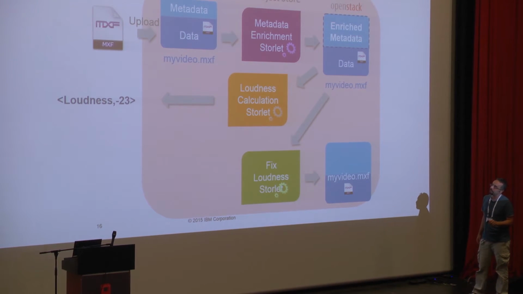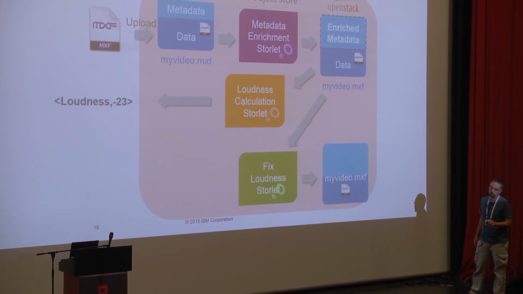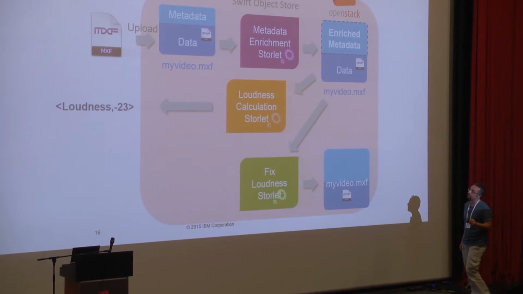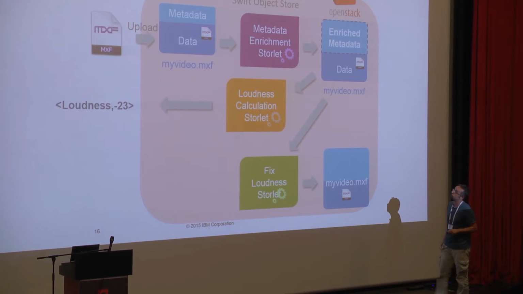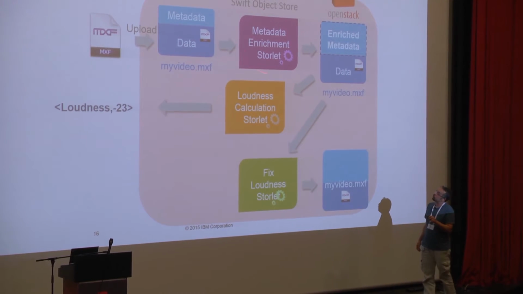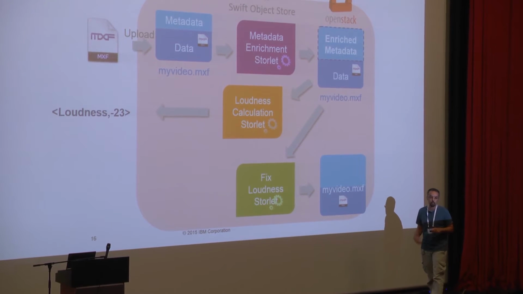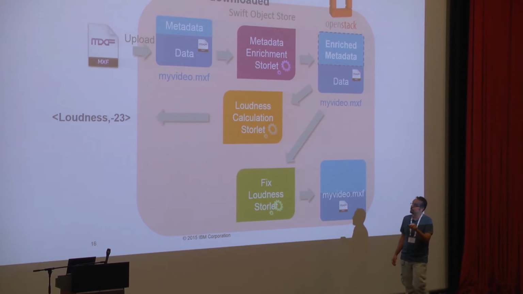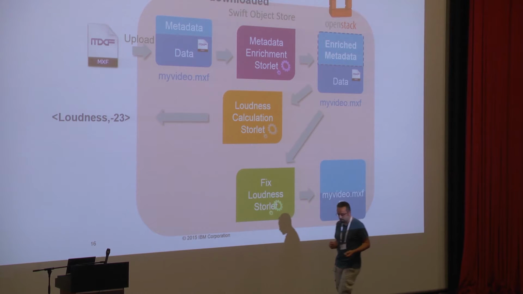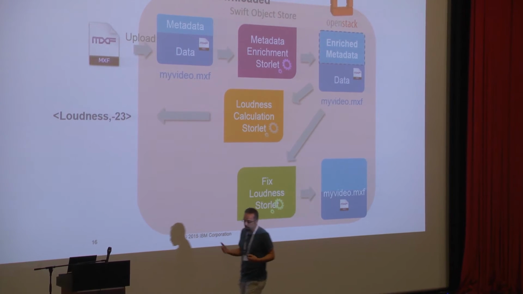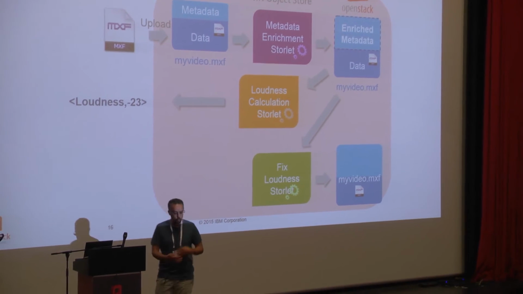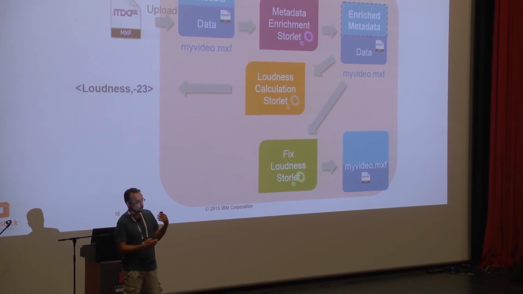So you take an MXF. MXF is a format for media files. You take the MXF and you upload it to Swift. And you do this put through a metadata enrichment stolet. That metadata enrichment stolet is aware of the structure of the MXF, and it can extract certain metadata that has to do with media, of course, and enrich the object metadata.